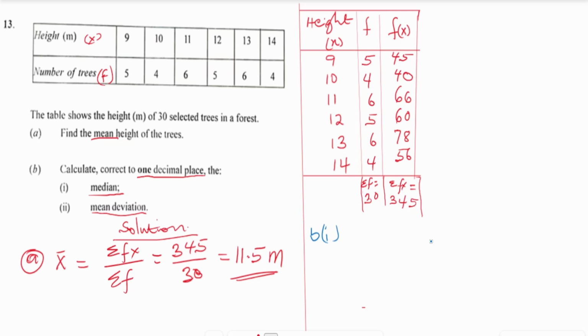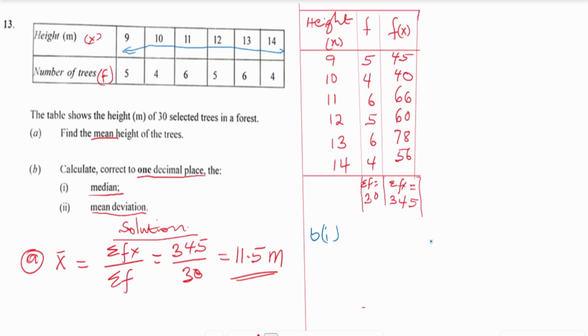Let me take some time to break it down. These heights are arranged from the least, which is 9, all the way to the highest. So it basically means that we have 5 trees that have the height 9 meters, and then 4 trees that have the height 10 meters. Putting together, these are the first 9 trees. Then we continue all the way to the 30th tree. So now when we take the 30th tree, the middle will be the 15th and the 16th trees.